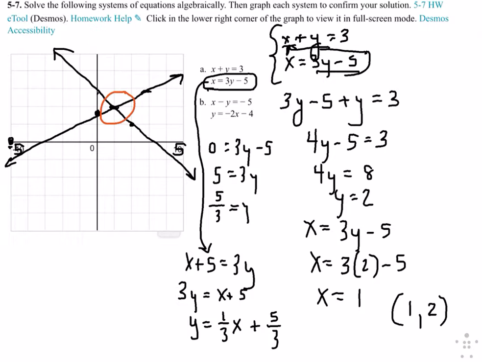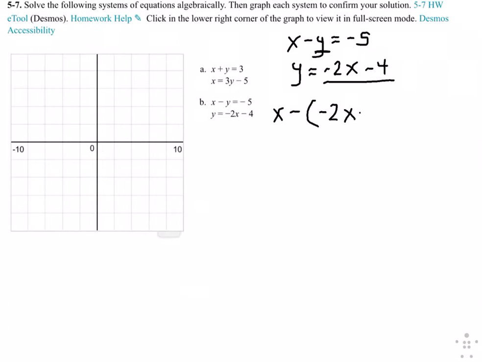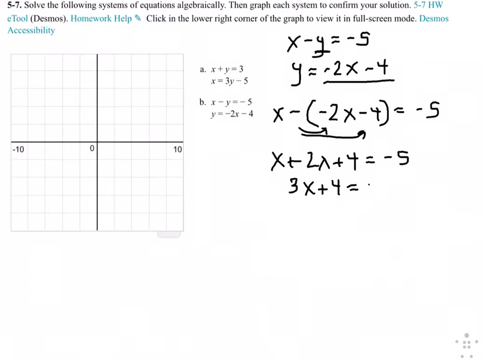Okay, let's do B. Let's clear this. For B, we have x minus y equals negative 5, and y equals negative 2x minus 4. So I'm going to take this and substitute it in here. So I get x minus this whole thing, negative 2x minus 4, equals negative 5. Now we'll distribute the negative in. So I get x plus 2x plus 4 equals negative 5. X plus 2x is 3x plus 4 equals negative 5. 3x equals negative 9. X equals negative 3.